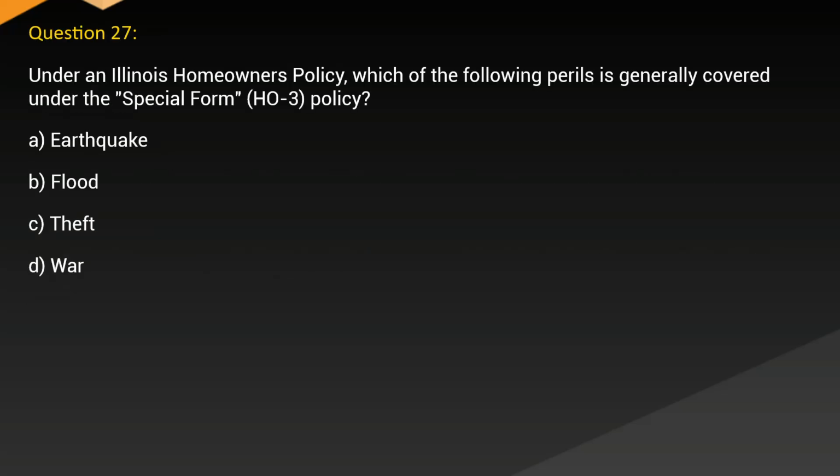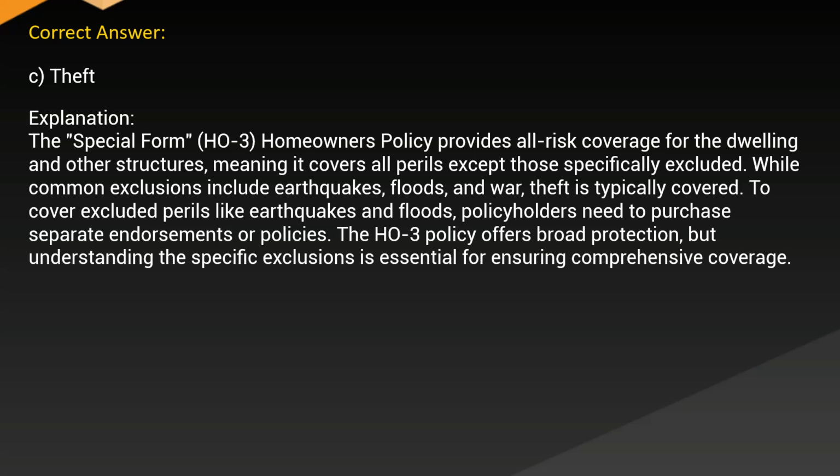Question 27. Under an Illinois homeowner's policy, which of the following perils is generally covered under the Special Form HO3 policy? A. Earthquake. B. Flood. C. Theft. D. War. Correct answer. C. Theft.